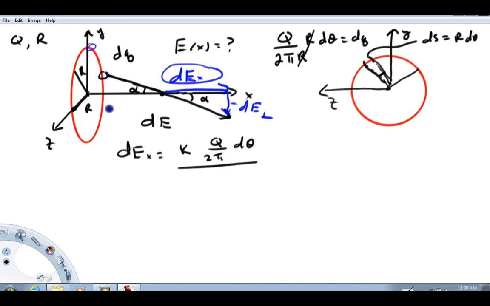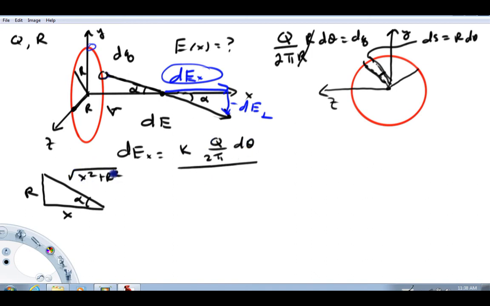Now, if we were to look from this viewpoint here, I can draw a little triangle right here. This is the angle I have labeled alpha. This distance is x. This distance is r, the radius of our charge distribution. So the distance we need is this one, which is equal to the square root of x squared plus r squared.